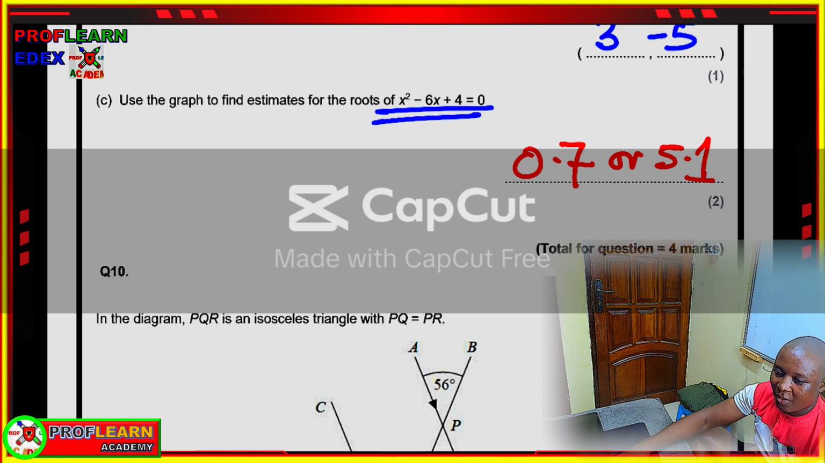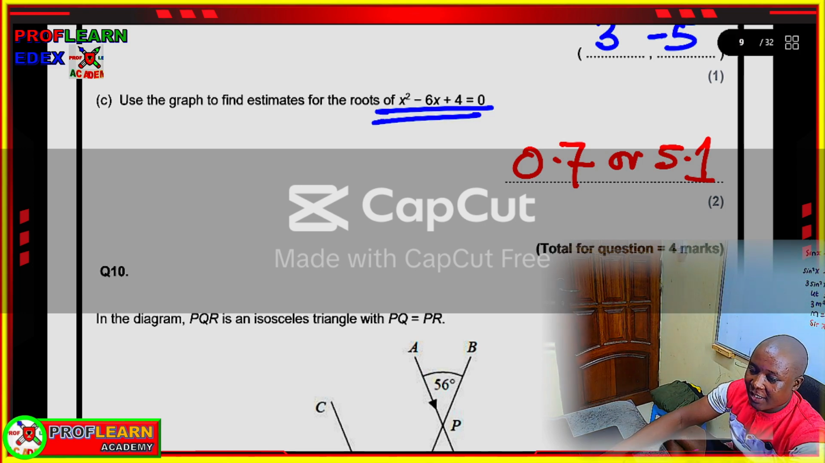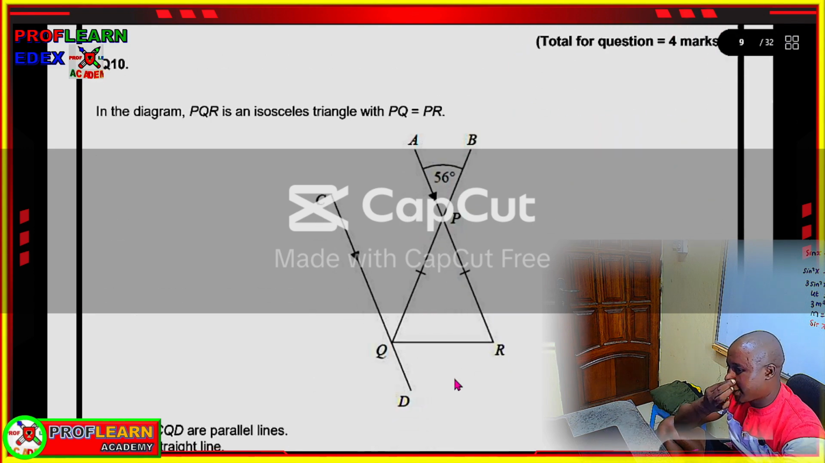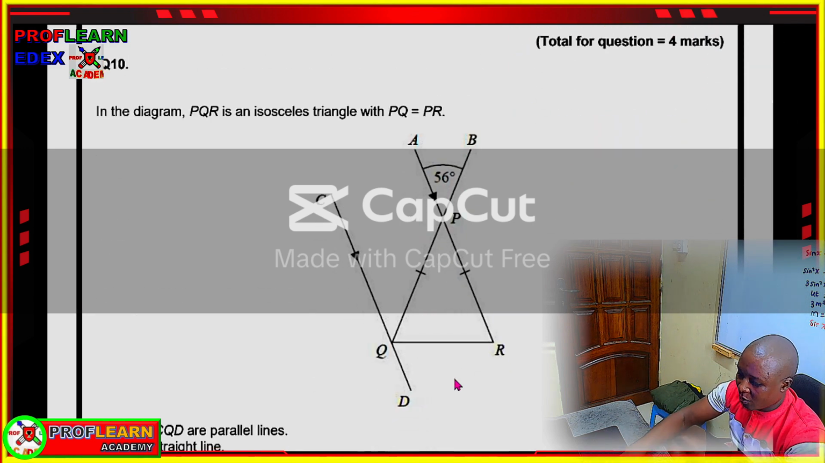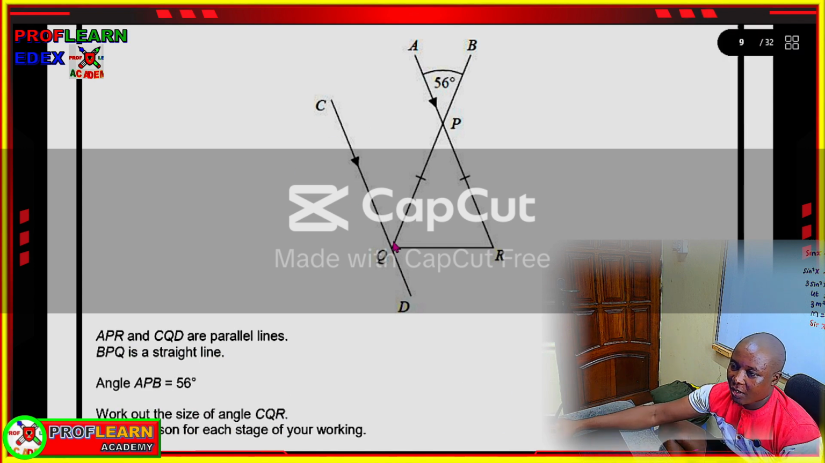At this point, I want us to move to the next part. I want us to look at the next question that is down here, and I would like you to be active in the chat section. We are supposed to find the size of angle CQR. What's the size of angle CQR? All of this angle. What value is it? And how are we going to go about that?